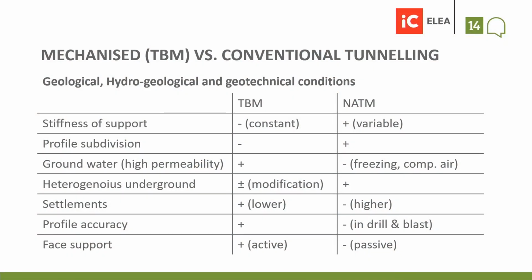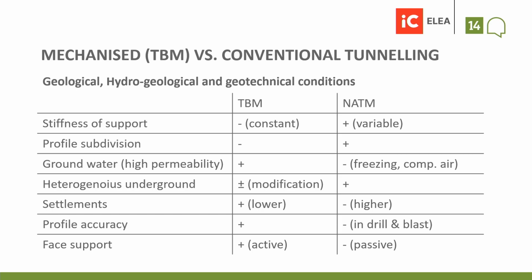From the geological, hydrogeological, and geotechnical point of view, the following can be stated. As seen in the regular sections, conventional tunneling has different support measures, such as anchors and lattice girders, which can be easily adapted according to the geotechnical situation. In TBM drives, the support is always the same. It's always given by the segmental lining and the gap grouting. So it's a system with a constant support stiffness. The segmental lining, therefore, always has to bear the highest load along a tunnel track.